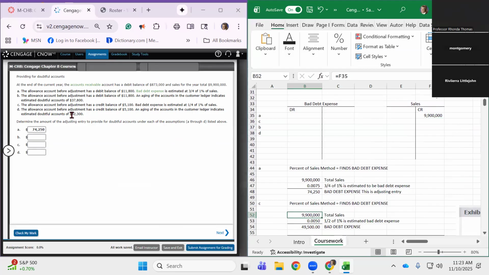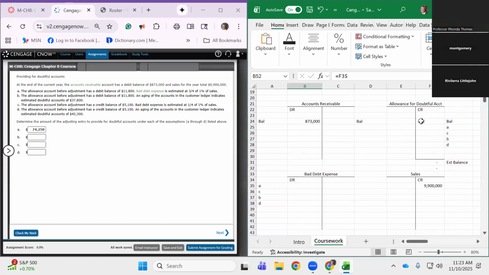C says the allowance before the adjustment has a credit balance of $5,100. And then the bad debt expense is estimated to be 1/4%. Okay, so let's put that in. Now you've got to make sure that you follow whether it's a debit or a credit, because it will make a difference. Right now, we have $5,100 in the allowance, according to C.